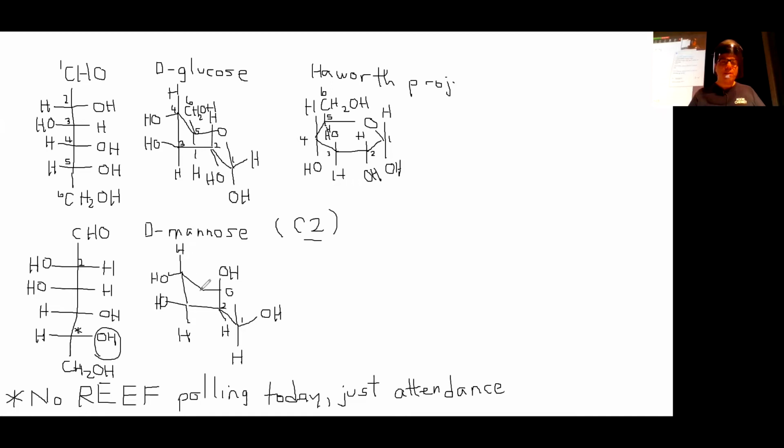Hydrogen. What am I doing? Just kidding. OH over here. Hydrogen over here. Hydrogen up, OH down. And CH2OH pointing up. That's the equatorial group in this case, and the hydrogen pointing down. All I mean by showing a space in that bond, I'm just trying to increase the illusion that this bond is behind this carbon-carbon bond.